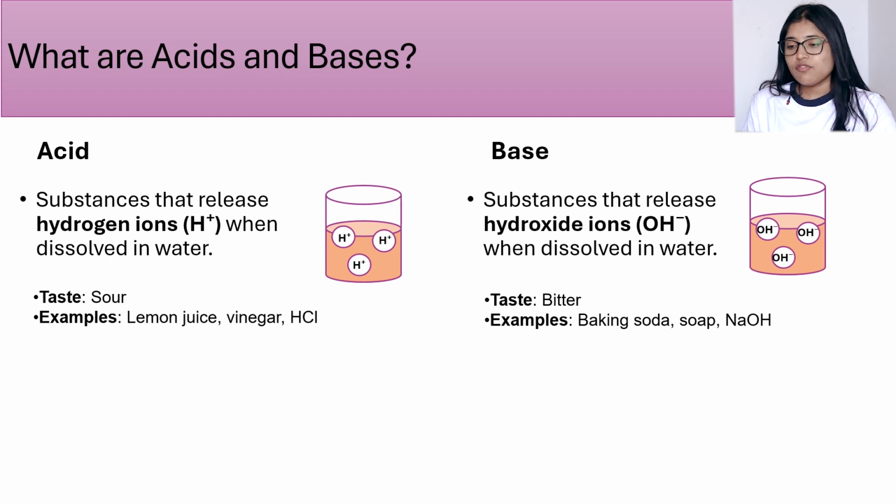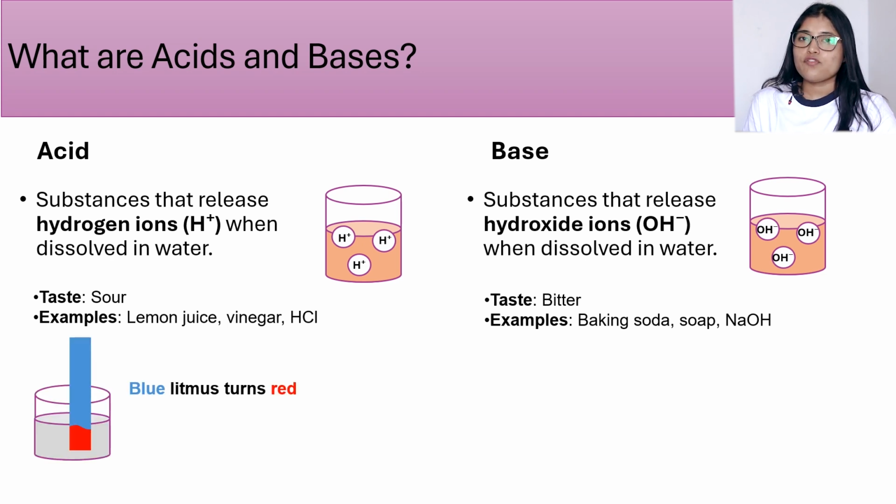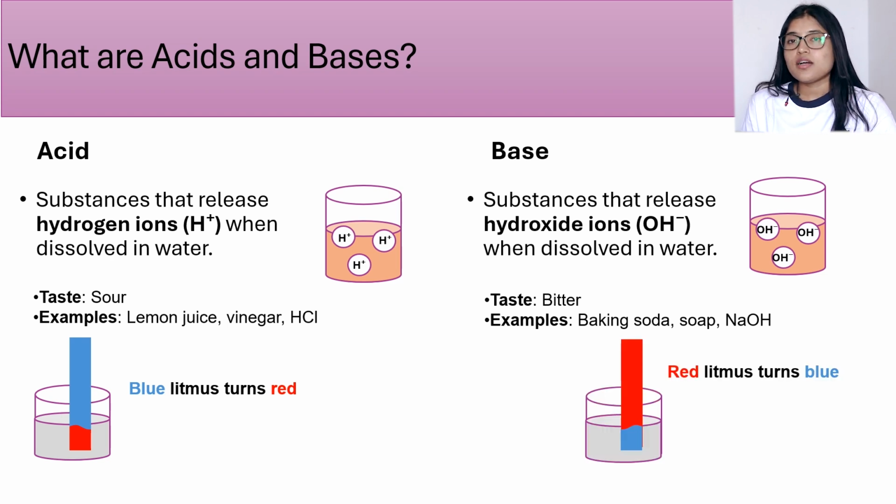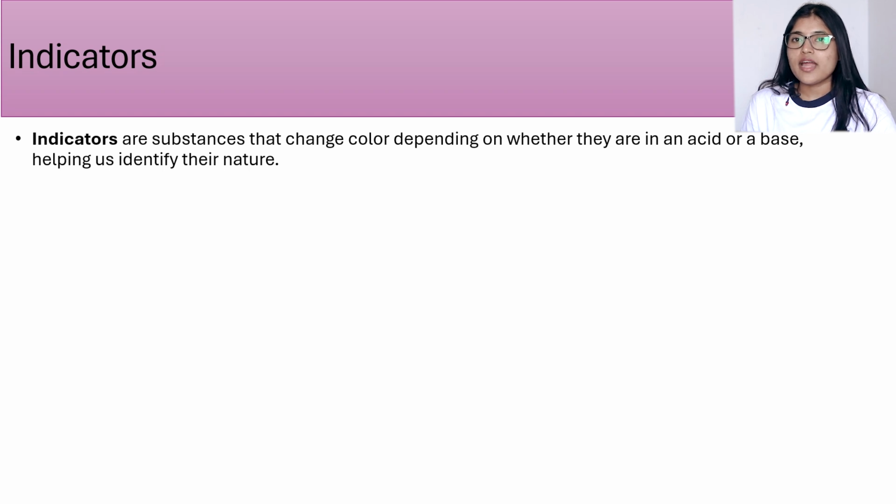How to identify a base or an acid: if you dip a blue litmus paper in an acid, it will turn red. On the other hand, if you dip a red litmus paper in a base, it turns blue. Let us understand what other types of indicators are used in order to identify these acids and bases.